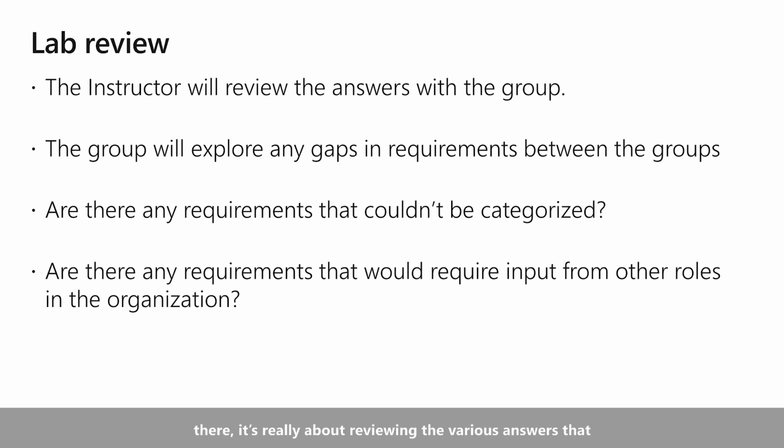So in the lab review, it is exactly as you just said, it's really about reviewing the various answers that the groups have got. And the second point is identifying and exploring any gaps that there may be between groups. The instructor notes will also direct you on what you're looking for. It could be that the group completely misses the point and you may have to bring them up to speed. Are there any requirements that couldn't be categorised? That's to do with a specific question asked in this lab. And are there any requirements that would require input from other roles?